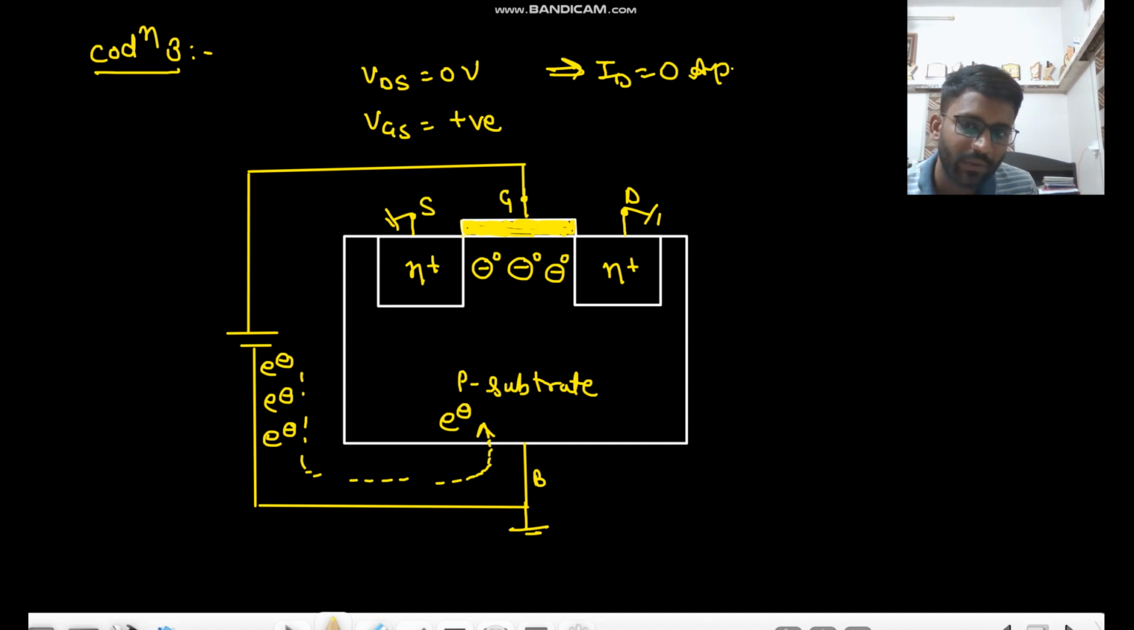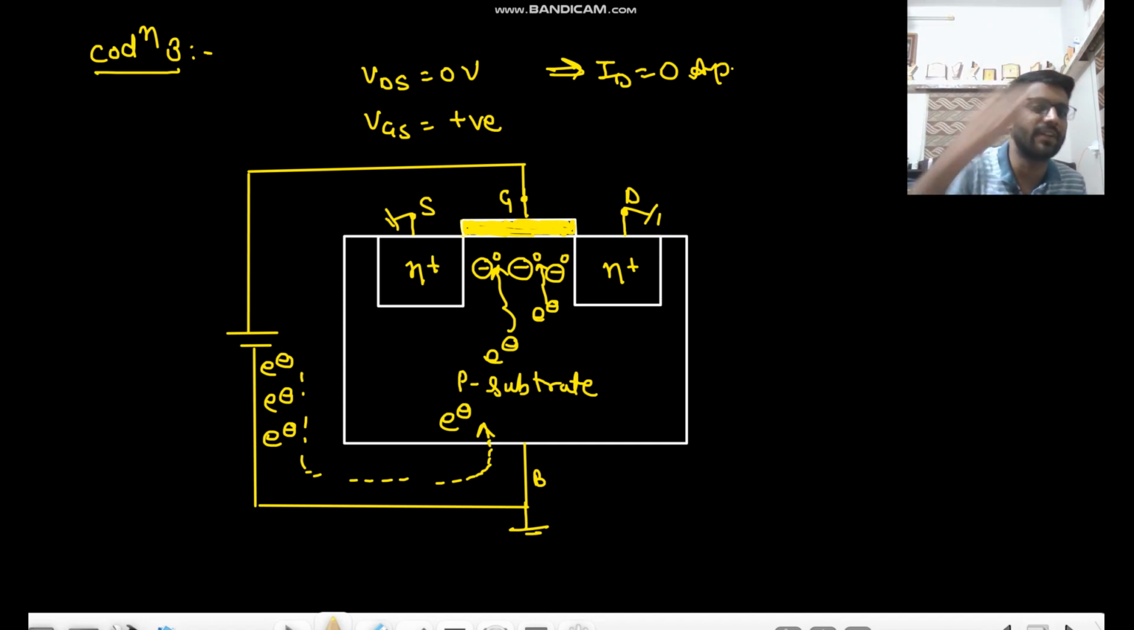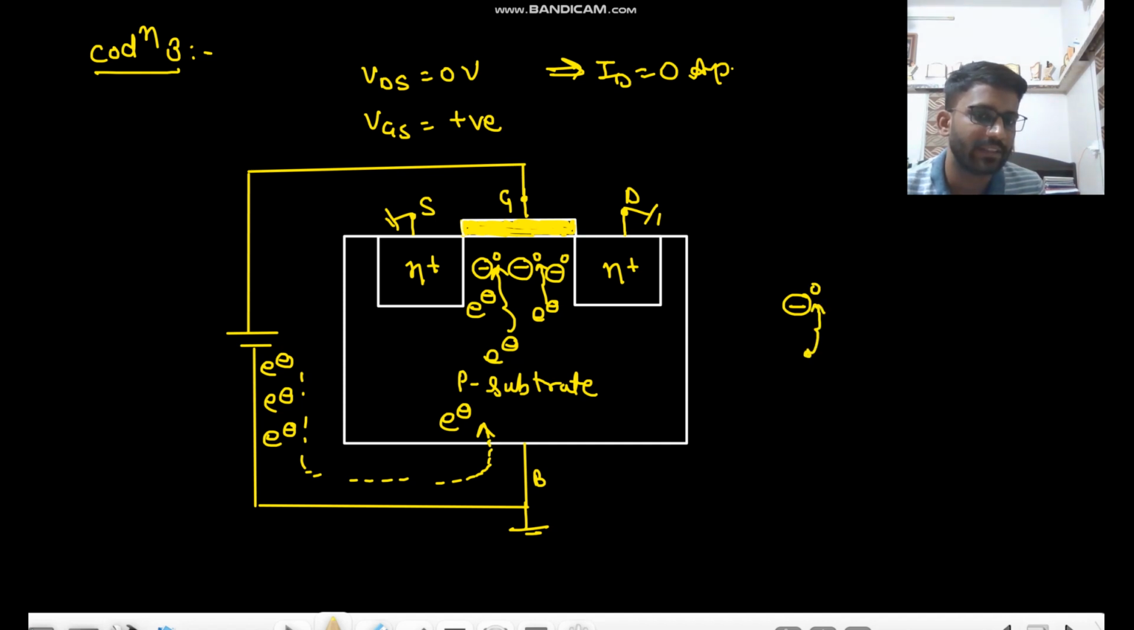Now the electrons will go inside the P substrate. They will first form a depletion layer of negative charge. Why am I calling it depletion? Because there are no charge carriers. These electrons will recombine with these holes and neutralize them, and this electron will go and neutralize this one. So what we get is simply a negative ion. A layer of negative ions will be formed.